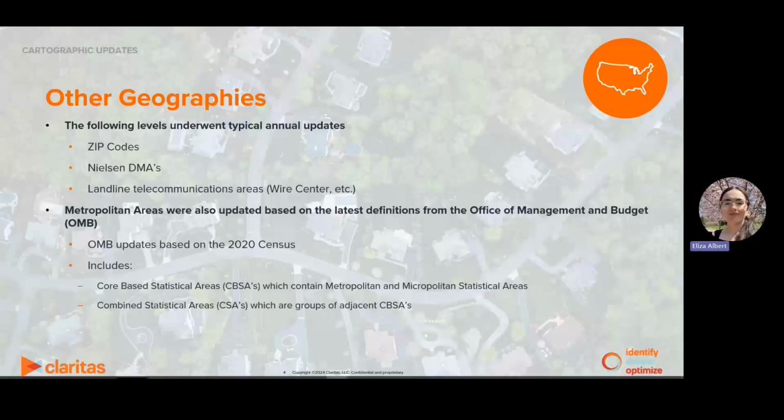Metropolitan areas were also updated based on the latest definitions from the Office of Management and Budget, or the OMB. And these OMB updates are based on the 2020 census, so there are more changes than you would have in a typical update year. And this includes our core-based statistical areas, or CBSAs, which contain both the metropolitan and micropolitan statistical areas, as well as combined statistical areas, or CSAs, which are groups of adjacent CBSAs.